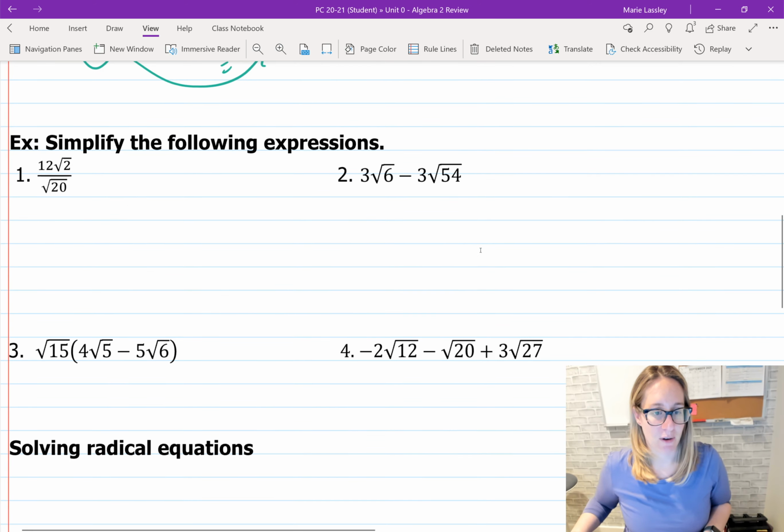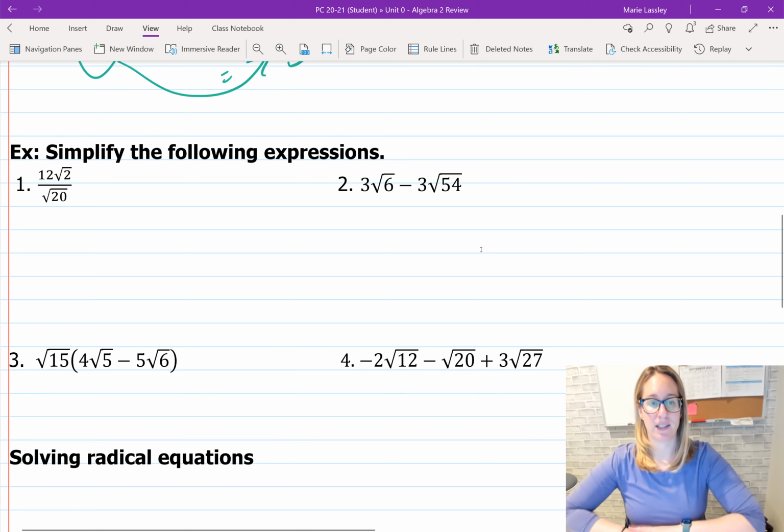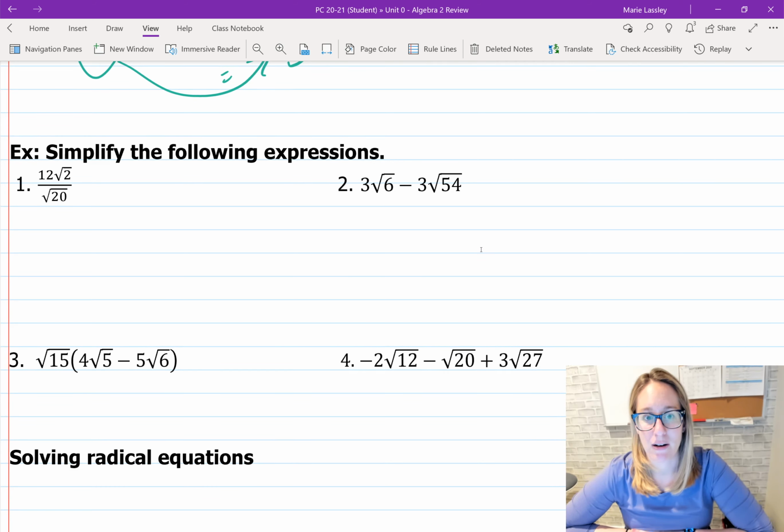Okay, so we're not gonna get to solving. We'll do that in another video. So we're just focusing on simplifying really quick. So we're just using those rules above to simplify these radical expressions.